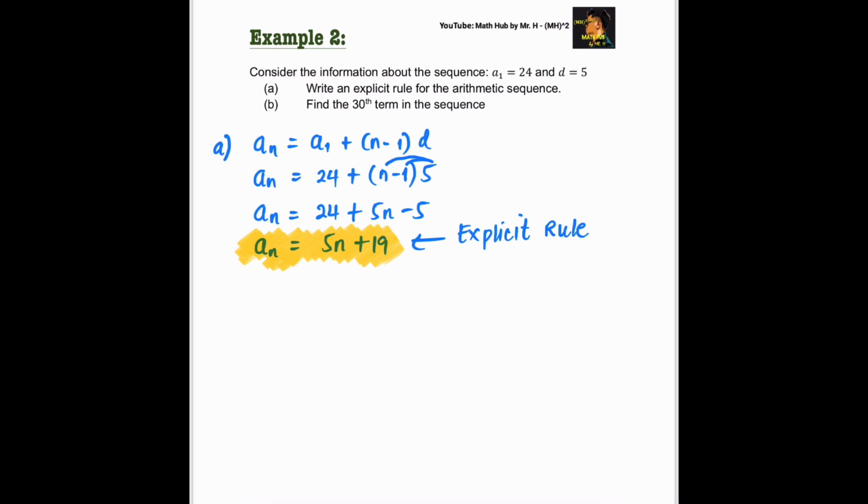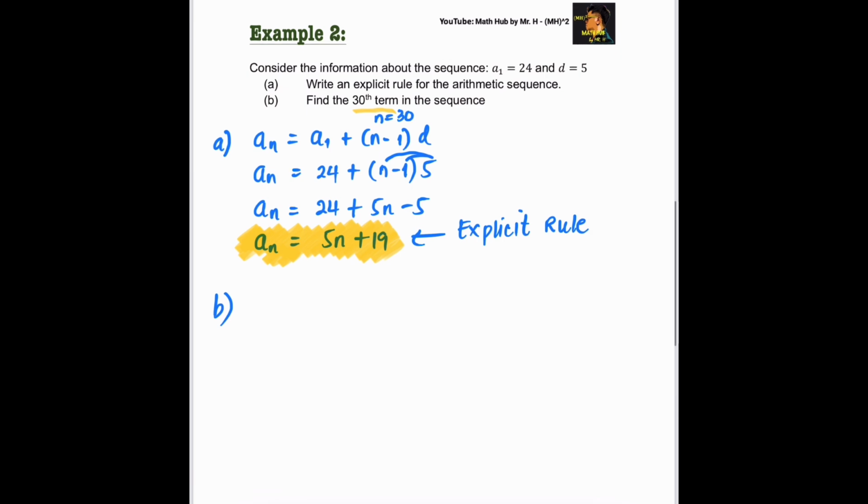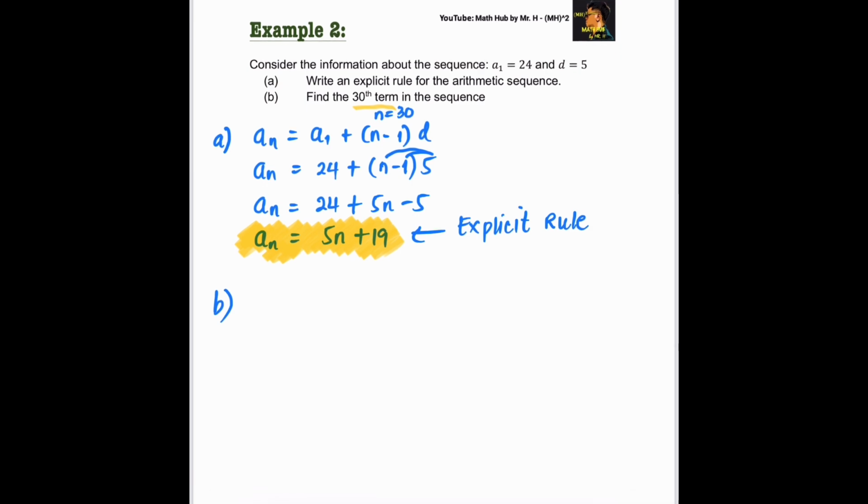All right, so question 2b, find the 30th term in the sequence. Okay, so from this information, we were told that the value of n is 30. We're looking for the number that is in the 30th position. Now here you have two options. Either you use the original formula, or you can use the explicit formula. Since we know that n is equal to 30, I would say that using the explicit rule is quicker.